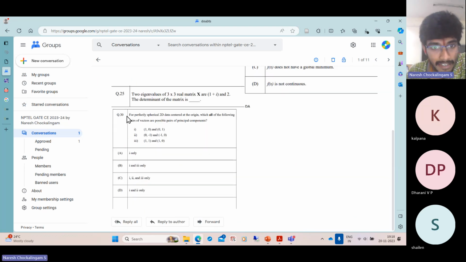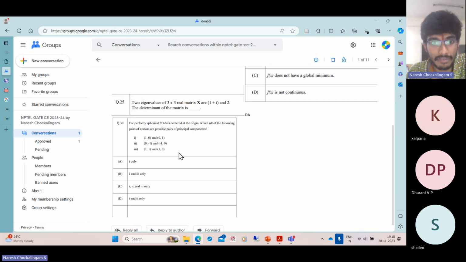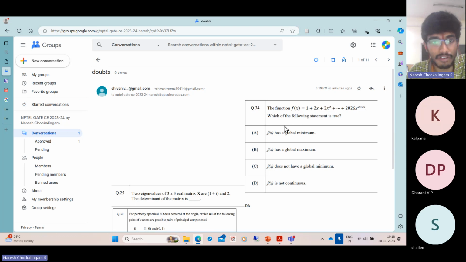As I said, this one is not right now. I am not prepared for this principal component analysis, so we'll take this question 25 and 34 right now. So this is from linear algebra and this is from calculus.